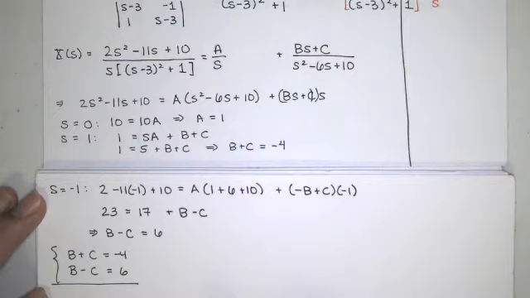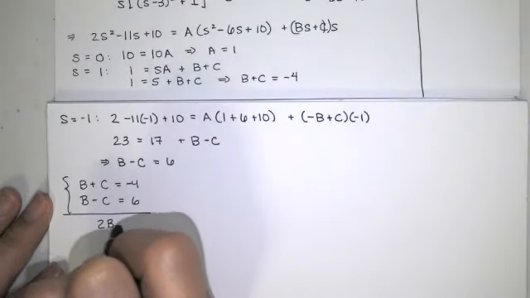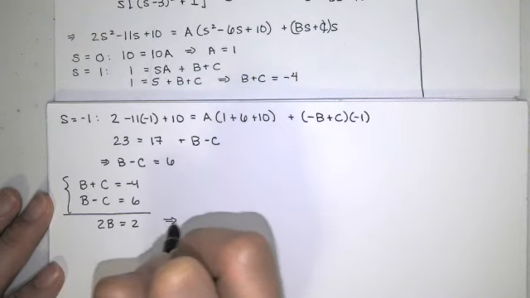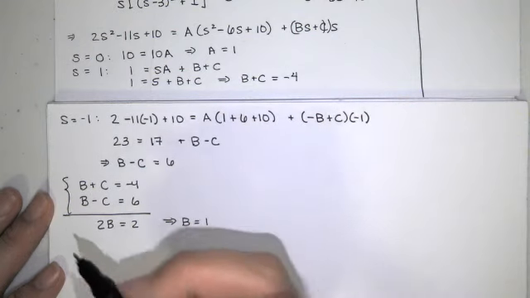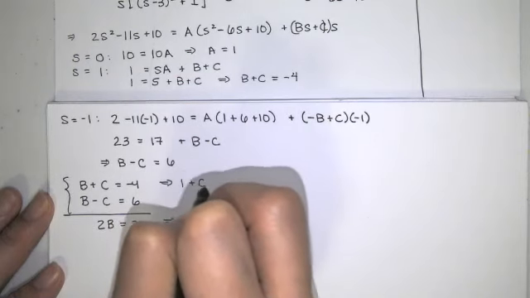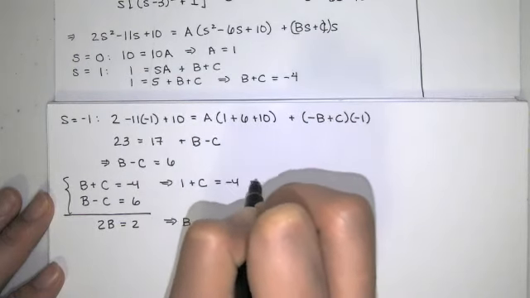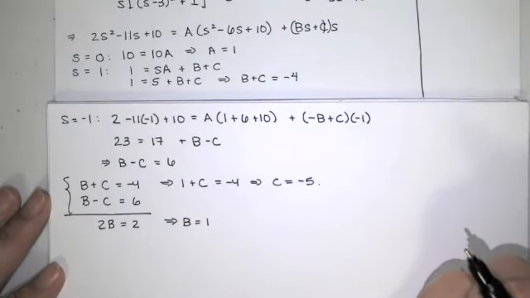If we add those together, we eliminate the c's and we get 2b equals 2. So b must be equal to 1. And if b is equal to 1, we have from here 1 plus c equals negative 4. So c must be negative 4 minus 1, or negative 5.